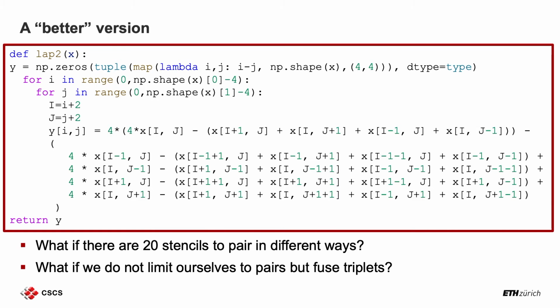Well, I need to have a lap2, I need a lap with the other thing, I need a function that pairs these two, and maybe I want to pair 3 at a time, right? Instead of only two stencils. And then you start having an enormous number of functions that compute efficiently all the pairs.